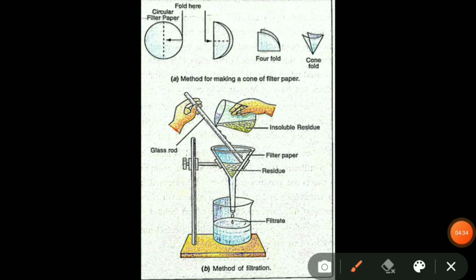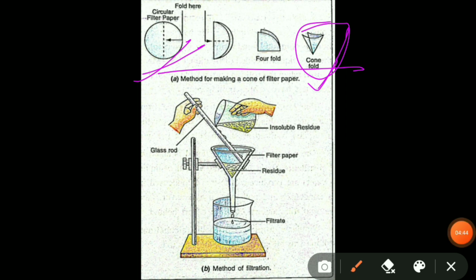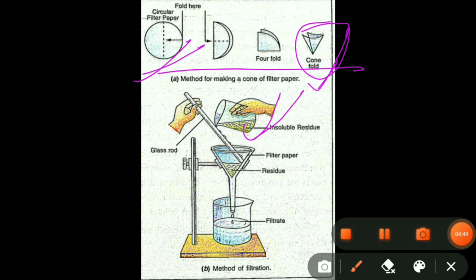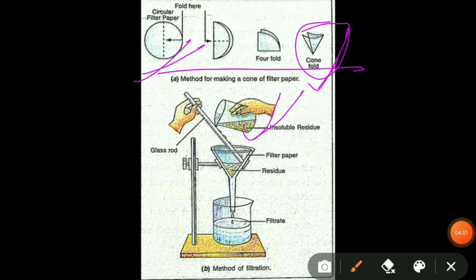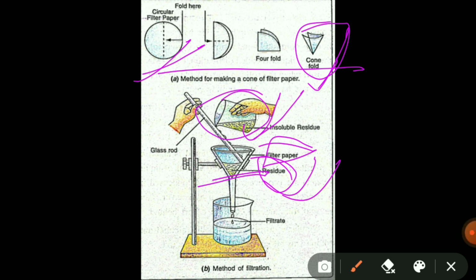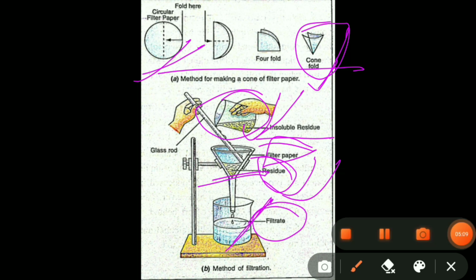See, this is a filter paper. Look at this diagram. This is the process of making a cone of filter paper. I think you can make it. See, this is the sand in water. Pour this sand water into that cone-shaped filter paper. Can you see this? The sand left behind is called the residue, the insoluble residue. And see, this is the clear water, which is called the filtrate. I hope the concept is clear now.